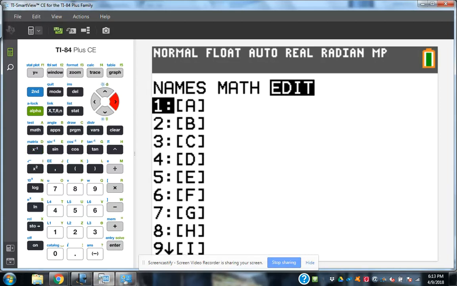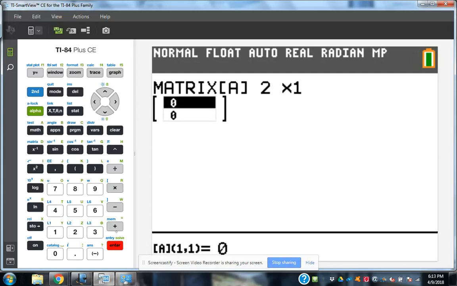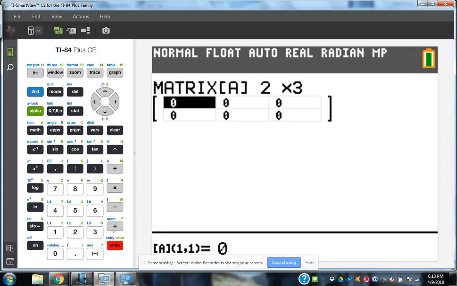Because I need to enter in my matrix, I got to edit a matrix. So I usually just pick A, the first one there, and just hit enter. And then the first thing it asks you is for the size of that matrix. Ours is a 2 by 3. 2 rows by 3 columns. 2, enter, 3, enter. There we go.